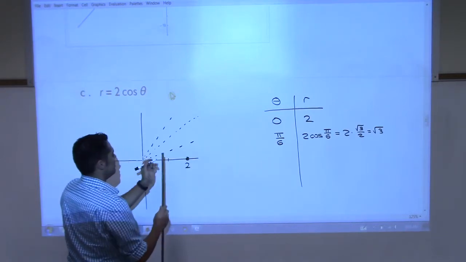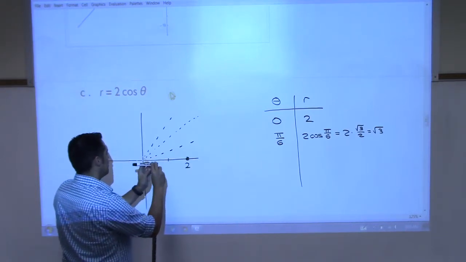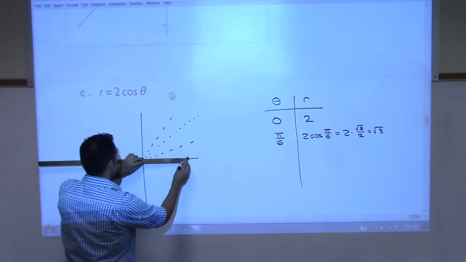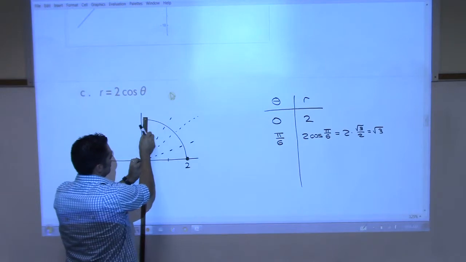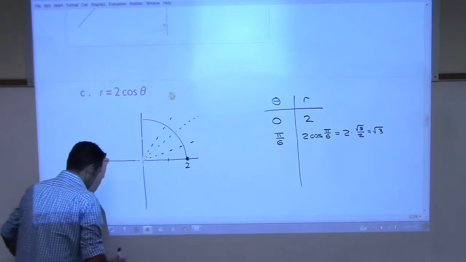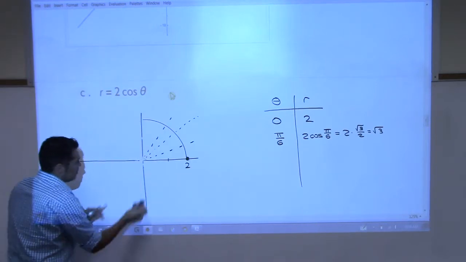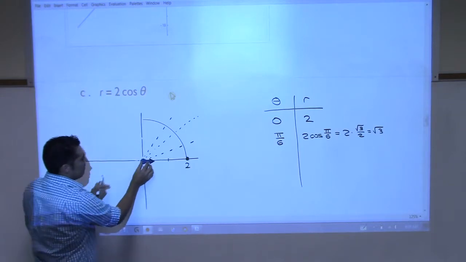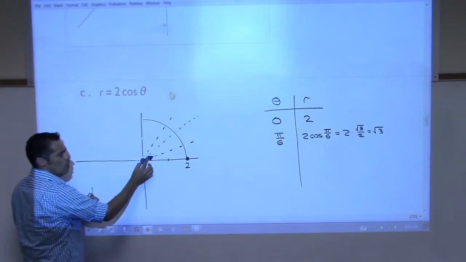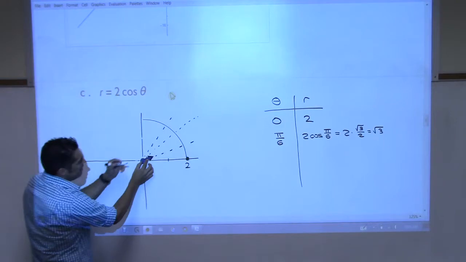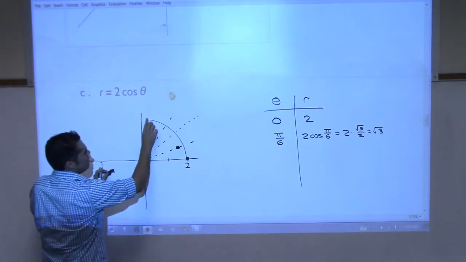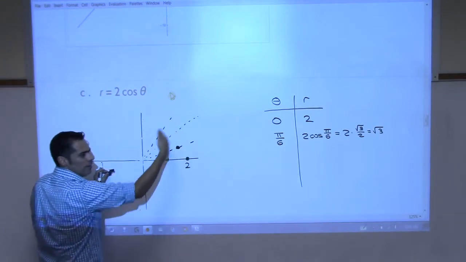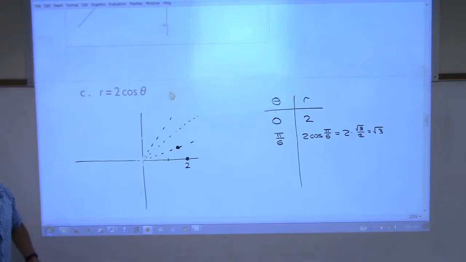If I were to take a circle of radius 2, it would be something like this. So when I go out and I aim at pi over 6, that's 30 degrees, I'm going to walk out 1.7 something. So not quite 2, I'm going to be somewhere in here. That was just a reference so I knew how far to go out. And then I keep going.